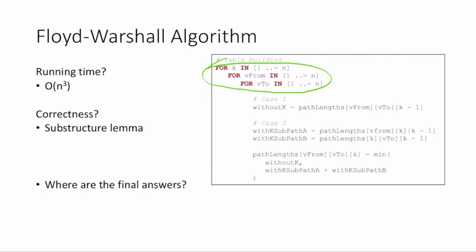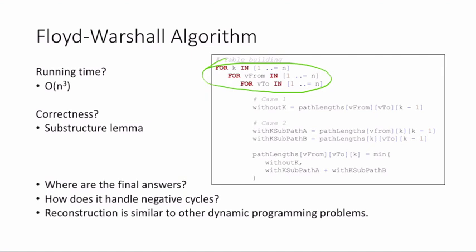All right, so where are the final answers? Where in the table are the final answers? How does it handle negative cycles? And as we'll see, well, I guess we won't see. I decided to cut that out of the slides here. Reconstruction is actually very similar to previous ones. You start at the end of the solution and work your way back. Okay, well, let's answer these two questions then.